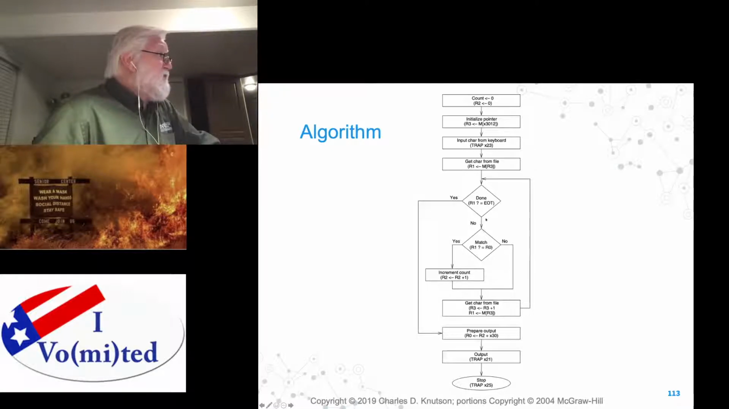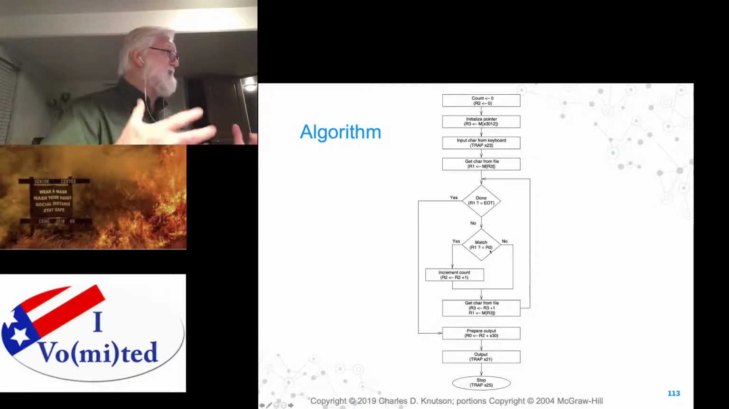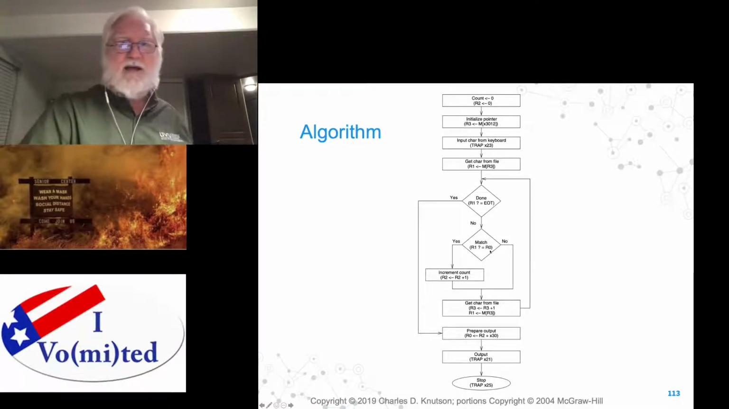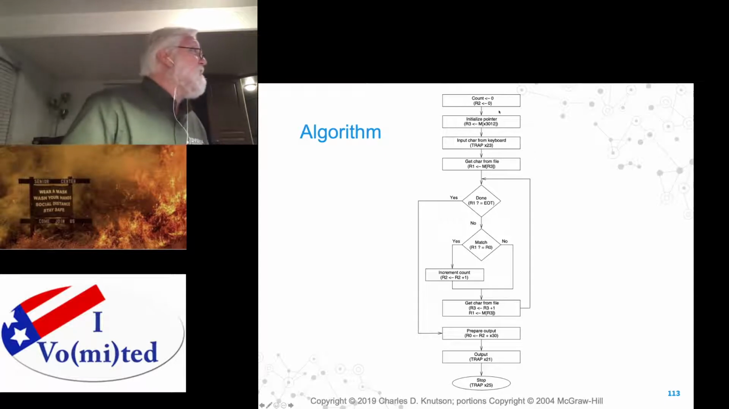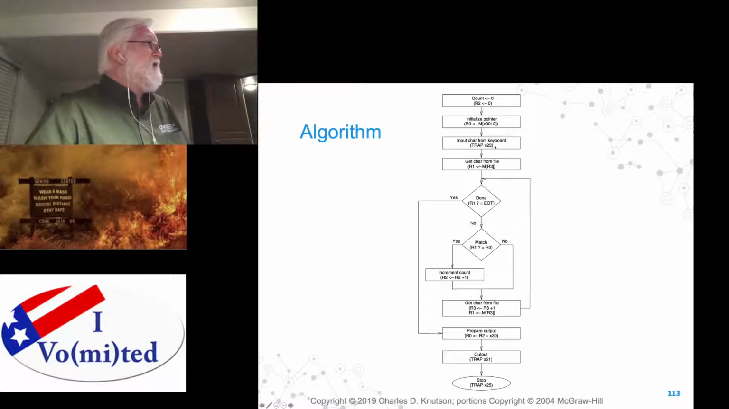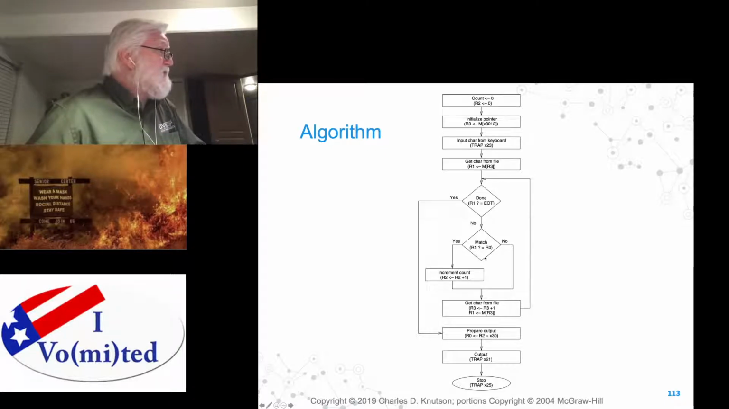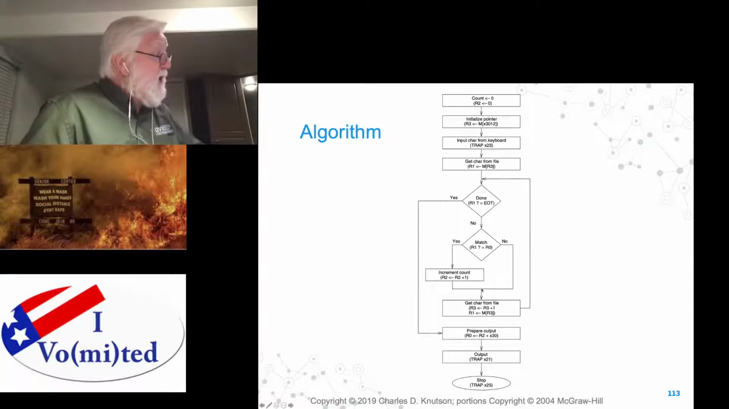If it's not the end, then we check: is the value we pulled out of the file equal to the character we set up? Where was it? Oh, right here. This input character from the keyboard puts the value into R0, so that's why we're comparing to R0. If they're the same, then we increment the counter. If not, we don't.